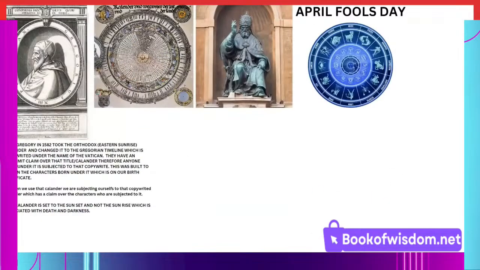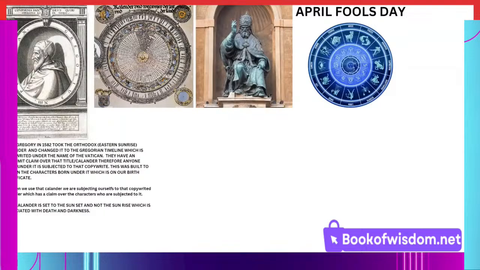So, Pope Gregory, this is where we're going to start off. Pope Gregory in 1582 took the Orthodox Eastern sunrise calendar and changed it to his own Gregorian timeline, not a calendar, a timeline. This timeline was copyrighted by Pope Gregory under the name of the Vatican. So the Vatican owns the timeline that we are using today, 2023. They own it. They own the title of this Gregorian calendar. Okay?